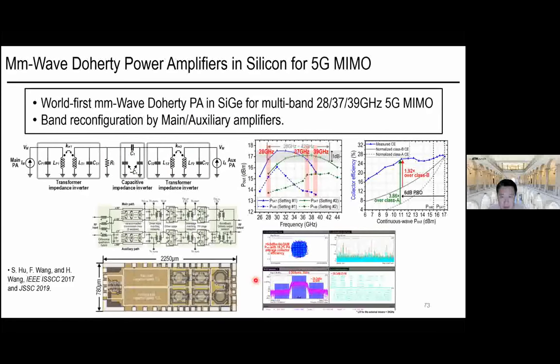My group also has been working on these Doherty or Doherty-like PA designs in silicon. As an example, and a popular design from my group, is our world-first millimeter-wave Doherty PA in 130 nanometer CMOS technology. We demonstrated that it can cover multiple 5G bands at 28 gigahertz, 37 gigahertz, and 39 gigahertz, which can be used for compact MIMO applications and provide backup efficiency enhancement at these bands. The work was published at ISSCC 2017 and also extended to JSSC in 2019.